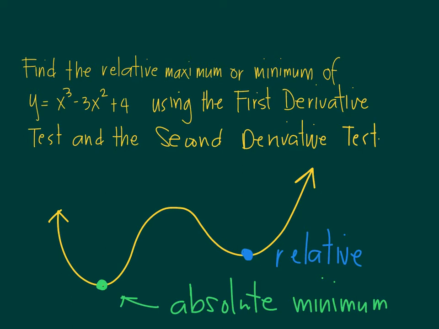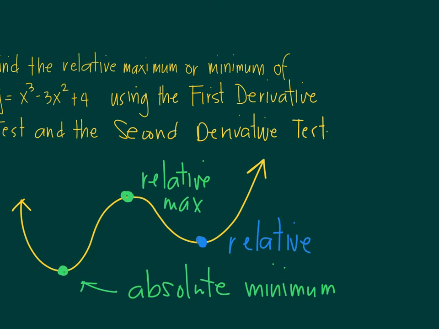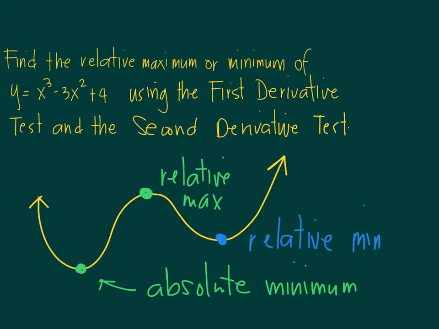Okay? Earlier we said as well that there is no absolute maximum, but this point can be considered a relative maximum. The point earlier is a relative minimum. Okay, so those are the ideas in terms of the graph.